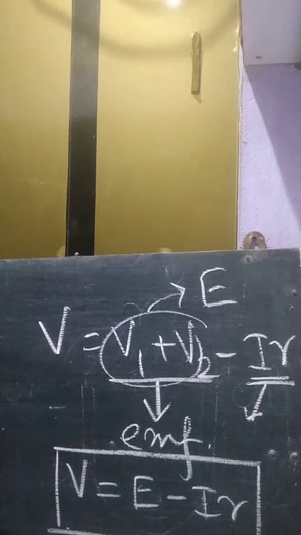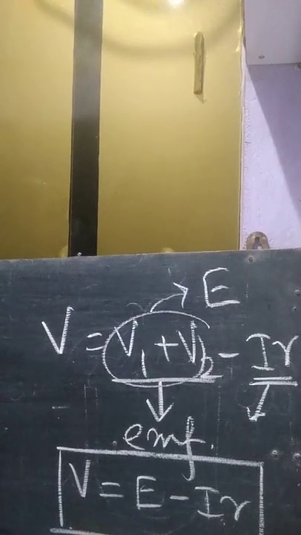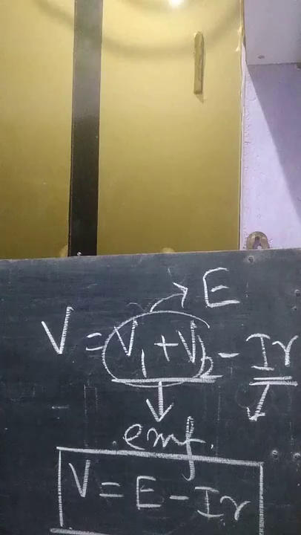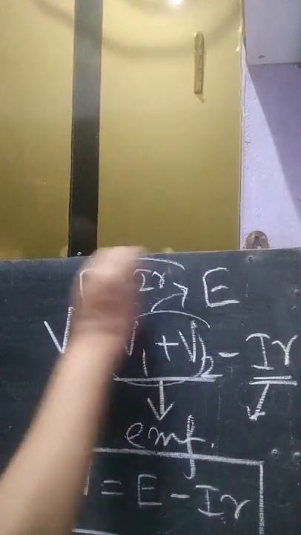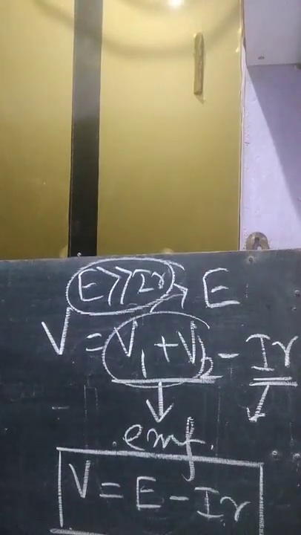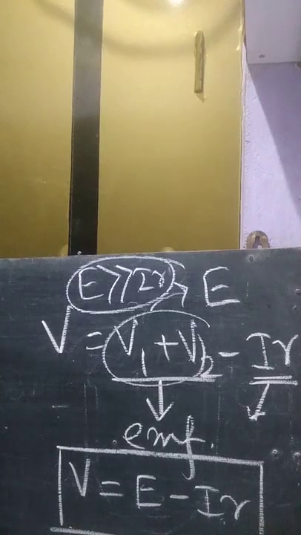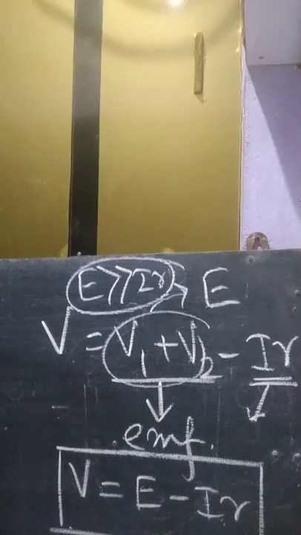So what is the role of this IR or this internal resistance? Basically, internal resistance plays a role only when the circuit is closed. It varies from cell to cell, and it is negligible when E is much greater than IR. In this condition it is very much negligible. Okay? So now coming to combinations of cells.